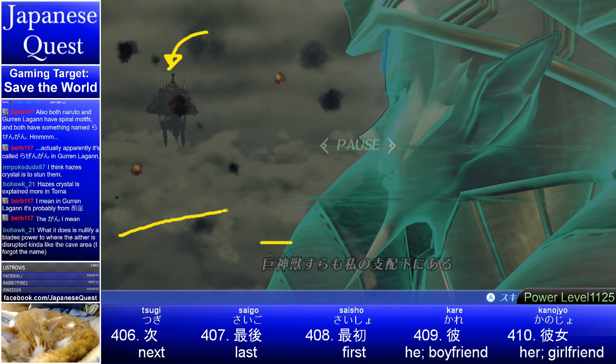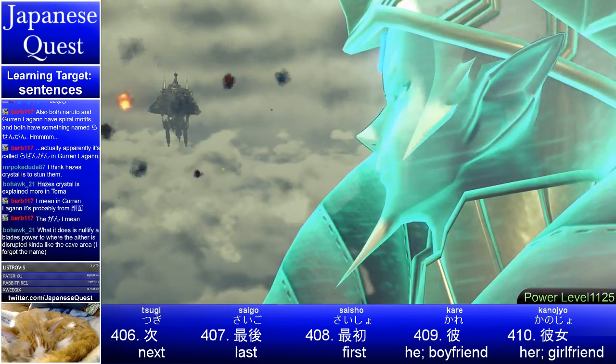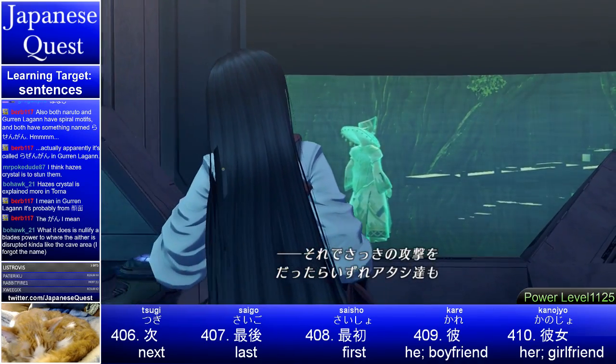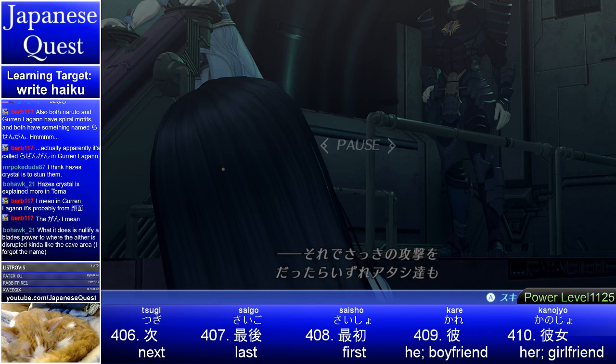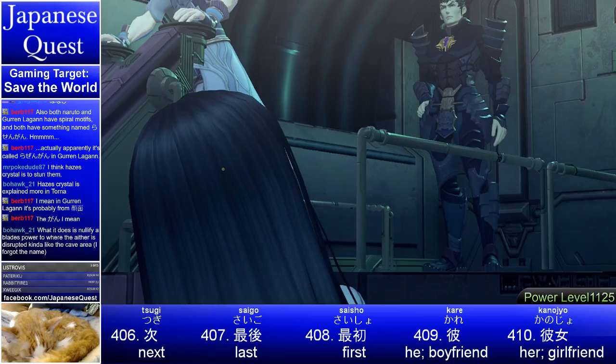So Bohawk says, right, you can nullify a blade's power, similar to that cave. Yeah, we called it the Cave of Wonders on this stream, but yeah, I know what you mean. So the attack from before, and even us, he can take control of, maybe.